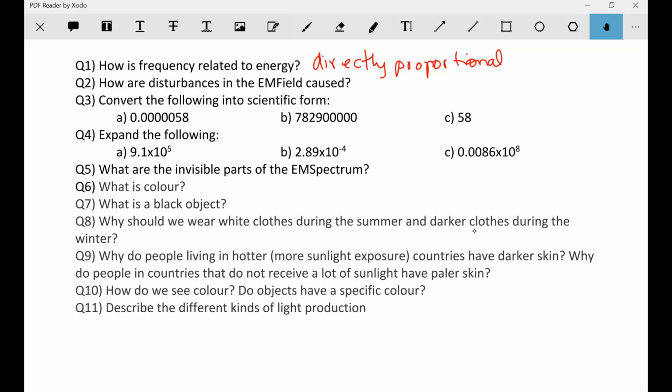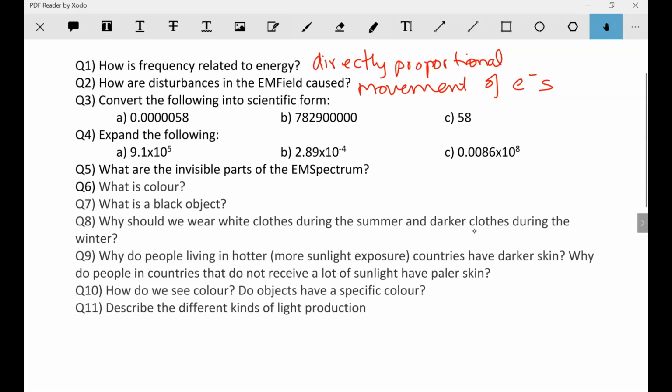How are disturbances in the electromagnetic field caused? They are caused by movement of electrons, and this is how electromagnetic waves are produced. So in an X-ray production machine or in your microwave at home, for example, there's a device called a magnetron, which moves electrons in a circle, and this movement of electrons causes a disturbance, which causes the wave, like we talked about.